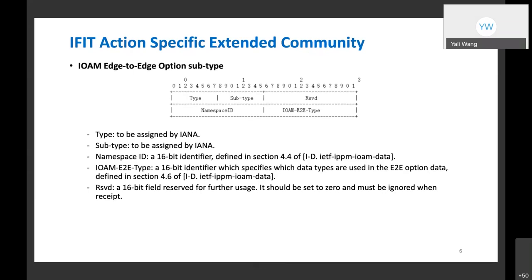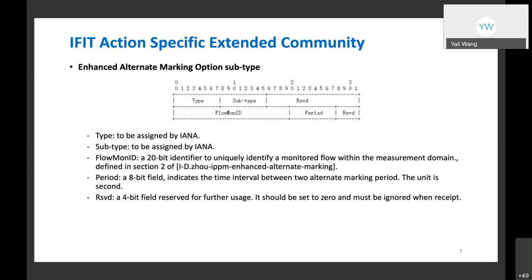Next, please. And the third one is the IOM edge-to-edge option subtype. This one also considers the same data fields, namespace ID and IOM end-to-end type. Next, please. And the final one is the enhanced alternate marking option subtype. Also, we use the data fields below, monitoring ID and flow ID data fields.